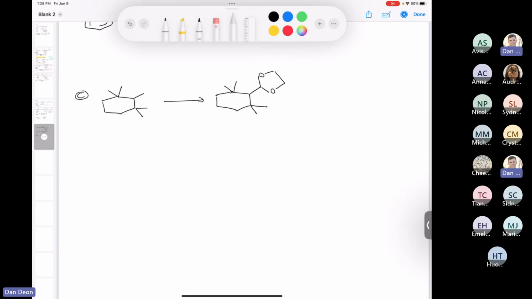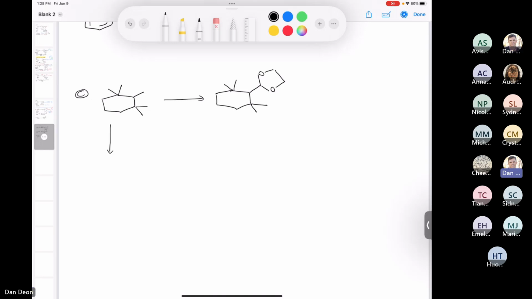Anybody do this one? C? Anyone? Nobody? Okay. All right. Well, what would be the first reaction? What's the only possibility for the first reaction? Yes, bromine and light. That's the only possible answer, right?